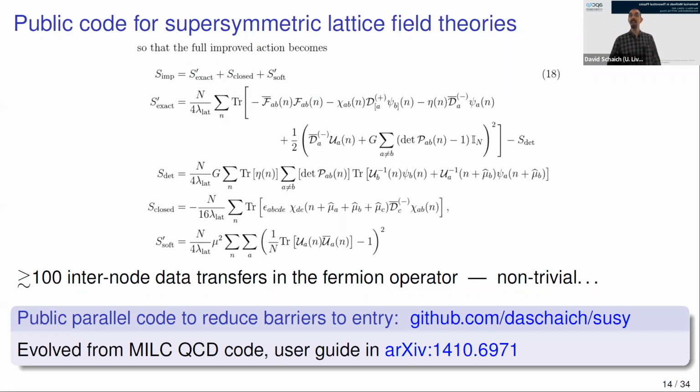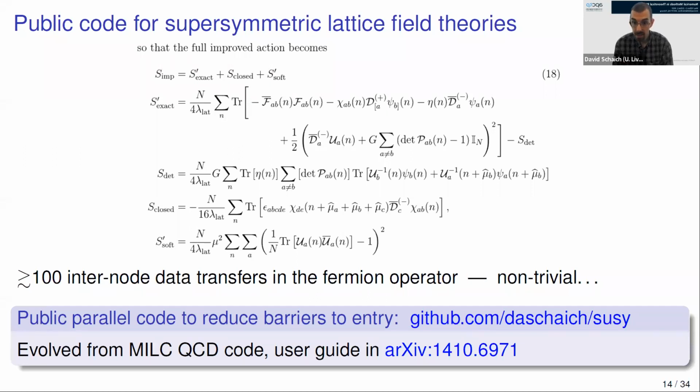So to spare anyone who's interested from having to write this up themselves, there is parallel public code available to get you started, with a user guide from a few years ago that is in the extended process of being updated to account for all of the additions that we have implemented over the past several years, including that supersymmetric deformation. As promised, the formulation section has taken up a significant chunk of the time.